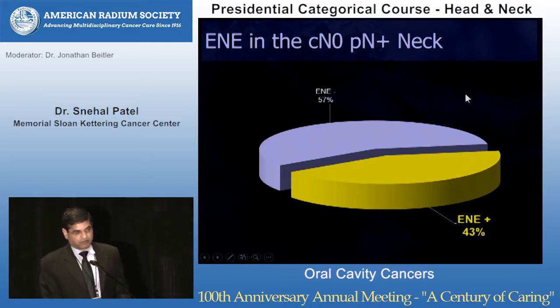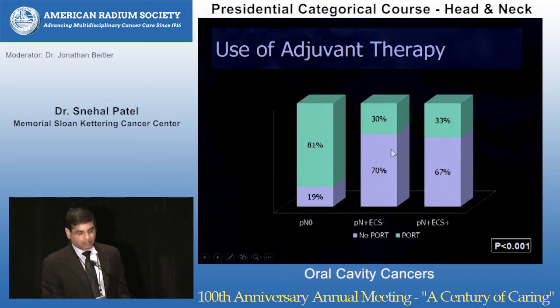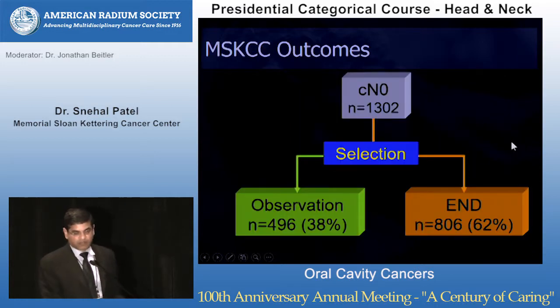Not surprisingly, if you look across the literature, about 30 to 40% of these patients with clinically occult, microscopic, or subclinical metastases in the neck from oral cancer will have extranodal extension. About 43% of our patients had extranodal extension in the electively dissected neck. And if there was pathologic disease in the neck, most of these patients ended up getting postoperative radiation or postoperative chemoradiation.